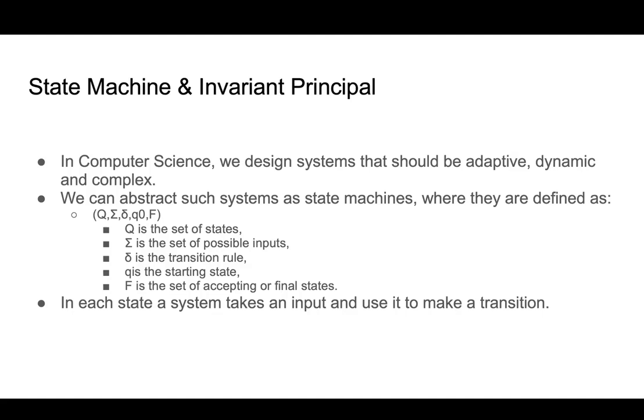that adaptive system that handles these multiple possibilities that exist. We can abstract it by defining a combination of sets, where Q is the set of states that the system can be in, and sigma is the set of possible inputs that the system digests. And delta is the transition rule that we take, depending on the input, to transition from state to state. And Q0 is the initial state, while F is the set of accepting final states that the system can be in. So like I said, in each state, the system takes an input and uses it to make a transition to another state.